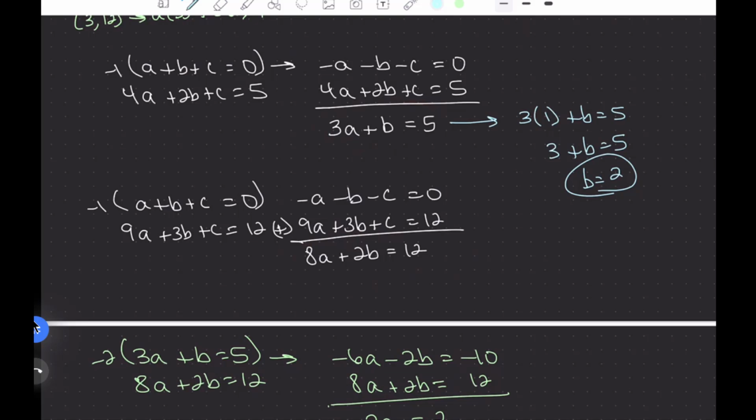So after we get A, you go back to like the original. Not the original, because the original had 3 variables. So you got to go back to one that's only got 2 variables in it. And does it matter which one you pick? Nope. You could pick this one or this one. Either one.